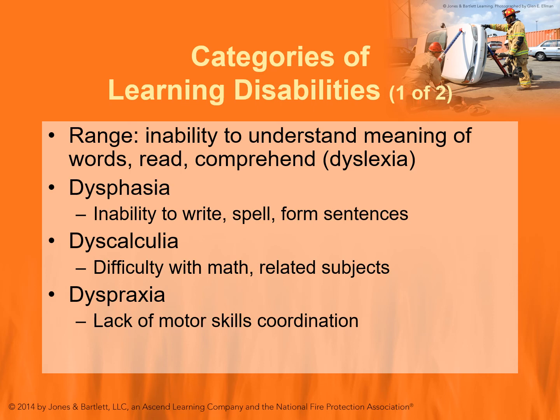Next is learning disabilities. We'll talk about the categories of learning disabilities. They range from inability to understand the meaning of words, to read, to comprehend. An example is dyslexia: reading, seeing mixed up letters or backwards, and it can be difficult to overcome. Dysgraphia is the inability to write, spell, and to work out or form sentences.